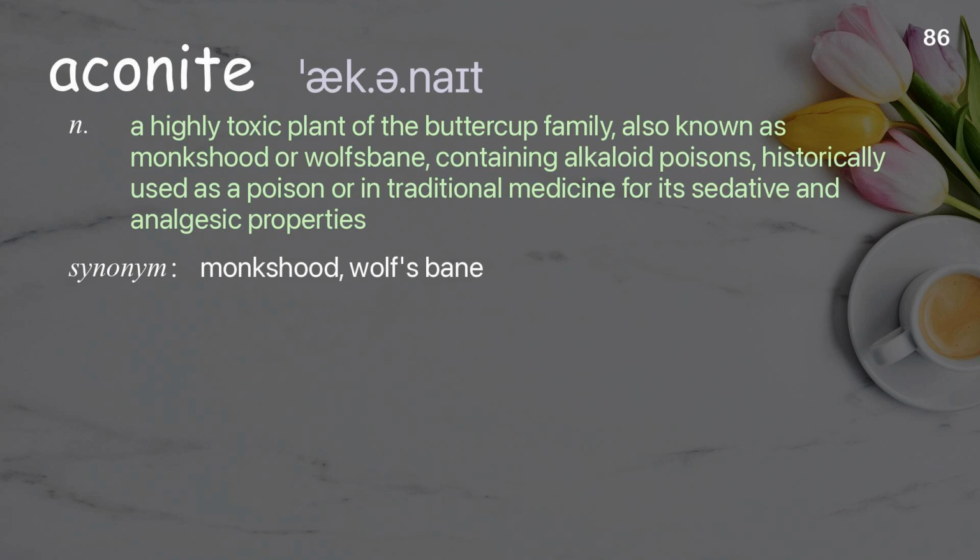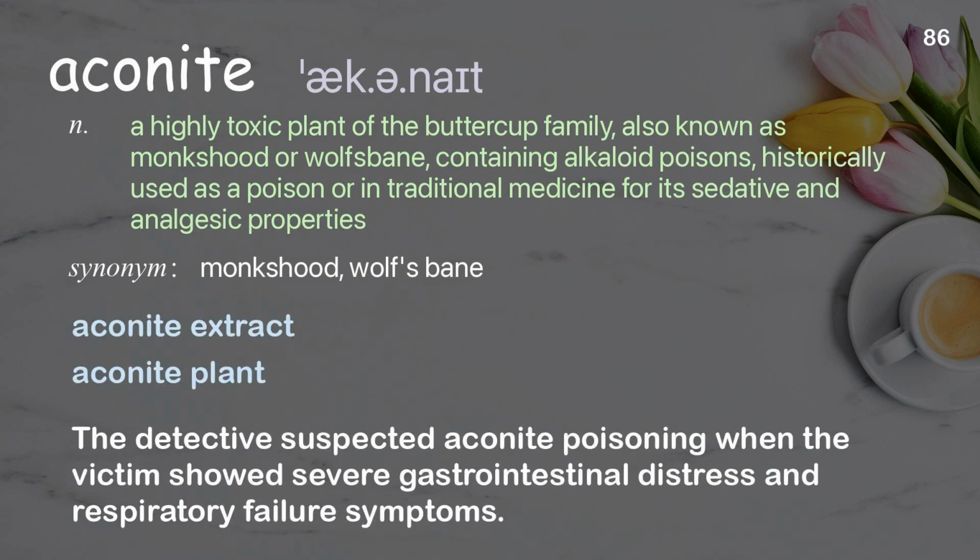Aconite. A highly toxic plant of the buttercup family, also known as monkshood or wolfsbane, containing alkaloid poisons, historically used as a poison or in traditional medicine for its sedative and analgesic properties. Examples: Aconite extract. Aconite plant. The detective suspected aconite poisoning when the victim showed severe gastrointestinal distress and respiratory failure symptoms.